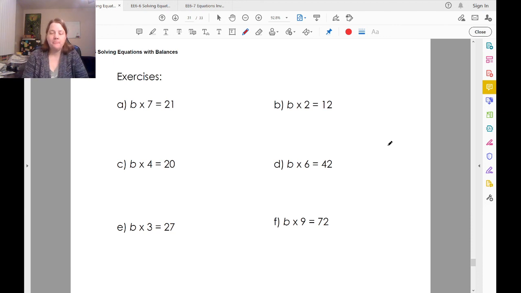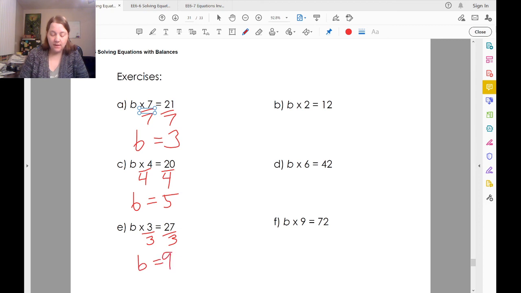Welcome back. B times 7 equals 21. We're going to divide by 7 on both sides. B times 7 divided by 7, that's just the letter B. 21 divided by 7 is 3. Over here, B times 4 equals 20. We're going to divide by 4 on both sides to keep the balance equal. B equals 5. Right here, we have B times 3 equals 27. We're going to divide by 3 on both sides, and we're left with B equals 9.